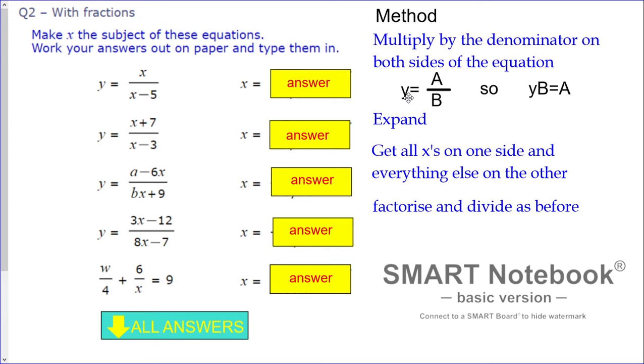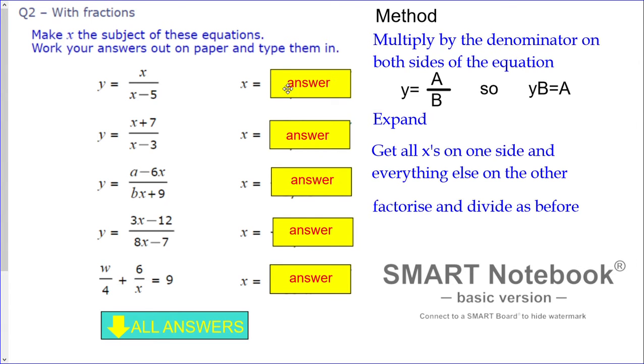And then if you multiply y times whatever's in the denominator, you'll end up with y times b, whatever's in the denominator, on the left-hand side. Okay? So that's what we're going to do first. At that point, you can do it exactly the same as question 1. You expand. You get all the x's on one side, and everything else on the other side by adding and subtracting terms. Then you factorize out the x and divide, just like before. If you want a recap on this, go back to Friday's video and you can check it out there.